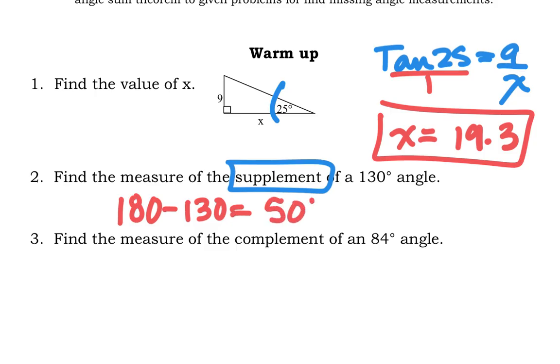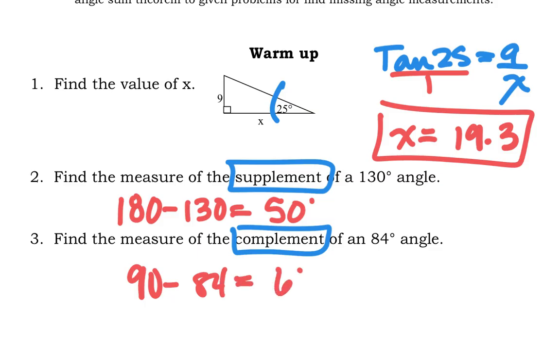So 180 minus 130 gives us 50 degrees. All right. What does complement mean? 90. So then to find a complement of 86, what should we do? 90 minus 84 is 6 degrees. I think I said 86. It should have been 84. All right, equals 6. All right, that's it for the warm-up.